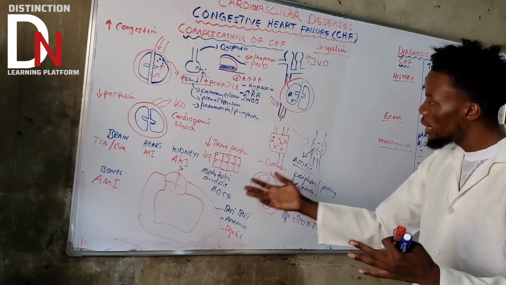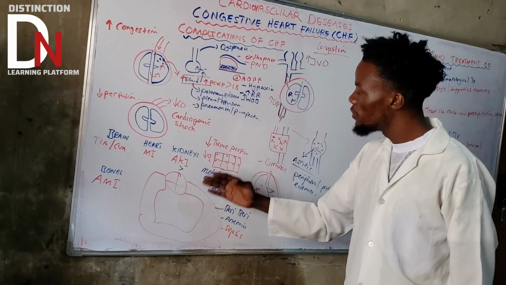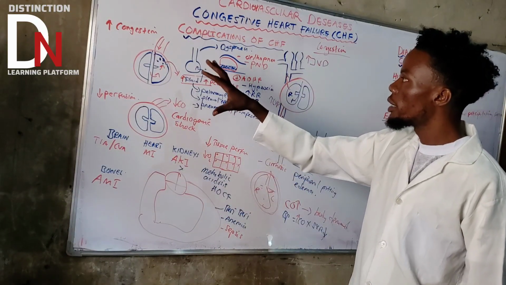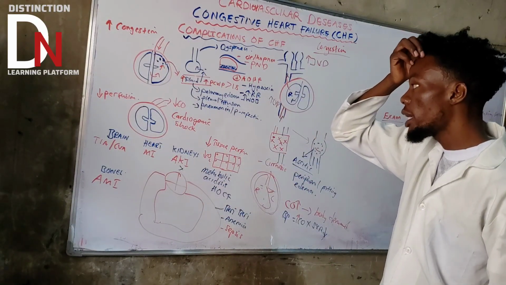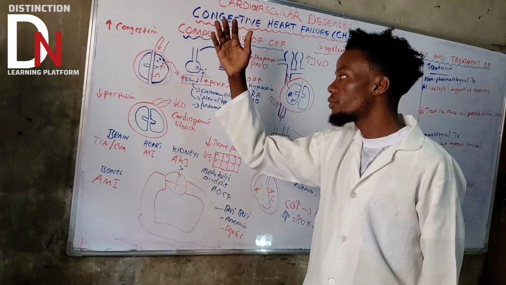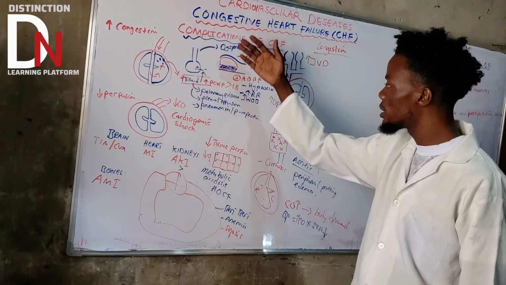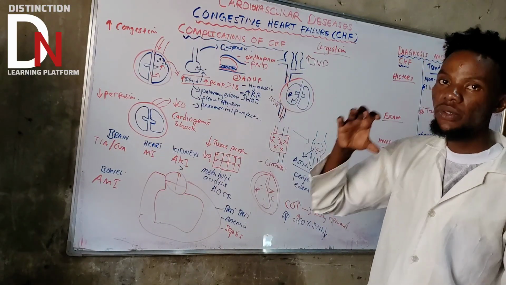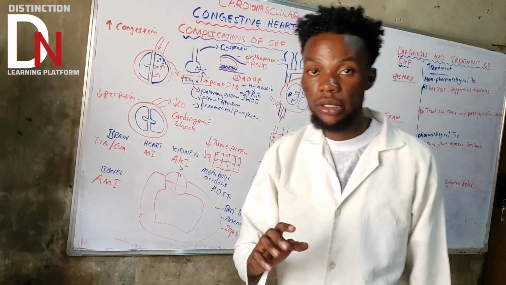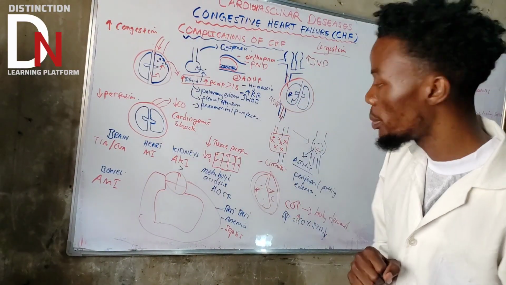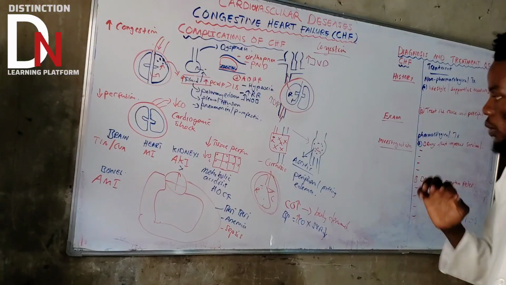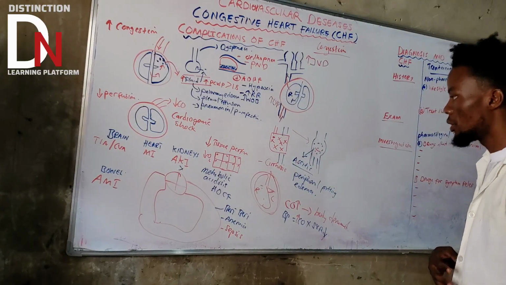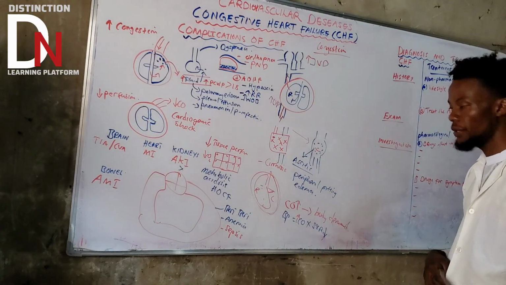Now, what are the complications of this? The complications are the same as left-sided heart failure. It can have congestion, it can have decreased tissue perfusion, the same complications that we talked about, and also the signs and symptoms that we talked about. Just wanted to talk about it so that you understand what happens in high output cardiac failure.